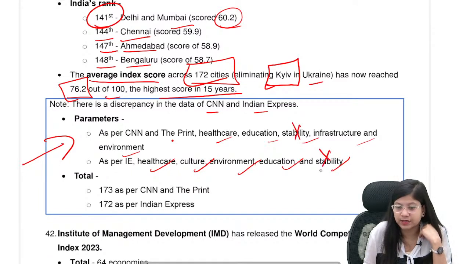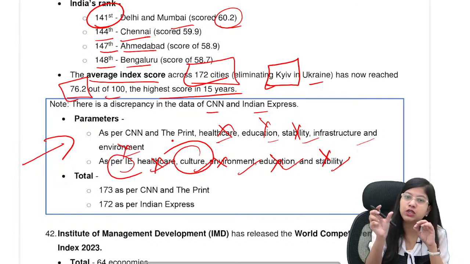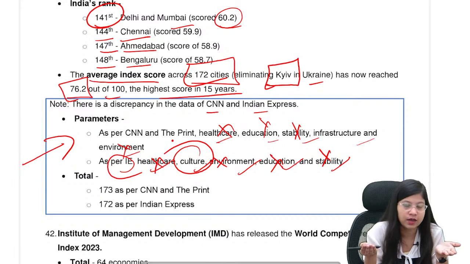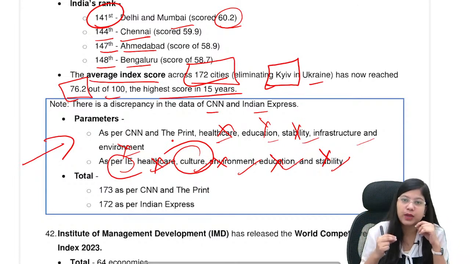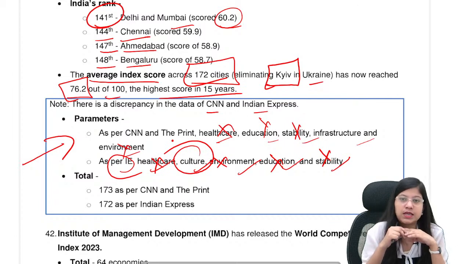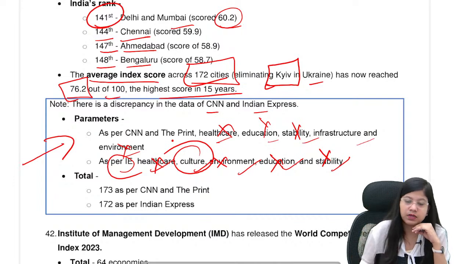So stability is common, education is common, environment is also common, healthcare is also common. So what is this Indian Express saying? That culture is also a part of this index. Okay, so just remember that culture parameter is a disputed parameter. इतना तो आप लोग याद रख लोगे, है ना. अब एग्जाम में ऑप्शंस में if you get the parameters and if there is culture in the options, ठीक है, then in my opinion you should select the culture parameter also.